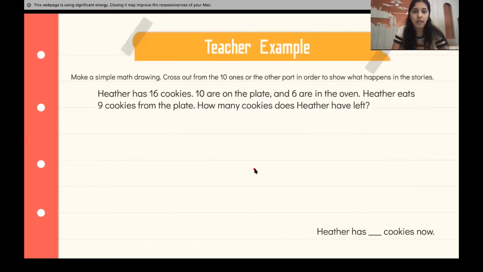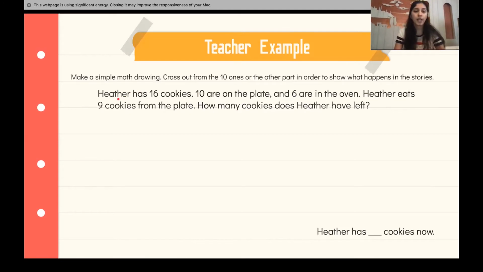Now, I'm going to go ahead, move my camera again, because I want us to be able to read everything, okay? So, this is the teacher example. It says, make a simple math drawing. Cross out from the 10 ones or the other part in order to show what happens in the stories. So those are the directions. Now let's look at the word problem so that we can solve.